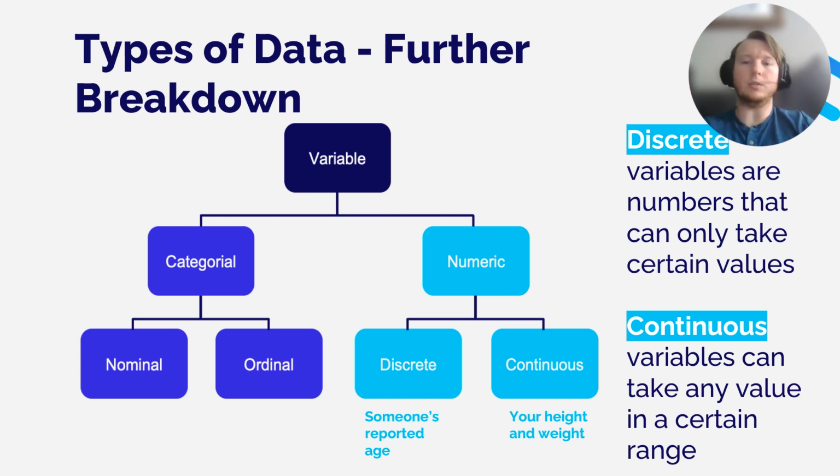So we break this into discrete variables, numbers that can only take certain values. For example, someone's reported age. People will generally say they're 21 or 22, but not 21.625. Whereas a continuous variable can take any value in a certain range. So your height and your weight are generally thought of as more continuous variables.